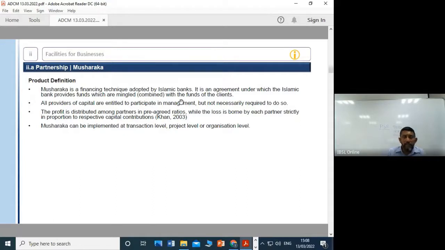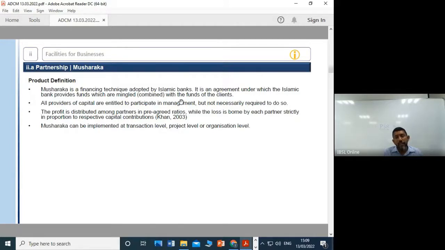So again, to go through it again, Musharaka is a type of partnership where a facility is given by an Islamic bank, where both the customer and bank contribute capital towards a project identified, a transaction, or an organization. Both customer and the bank pre-agree on a profit sharing ratio. It can be 50-50, 90-10, 15-85, whatever the ratio, as long as it adds up to 100.